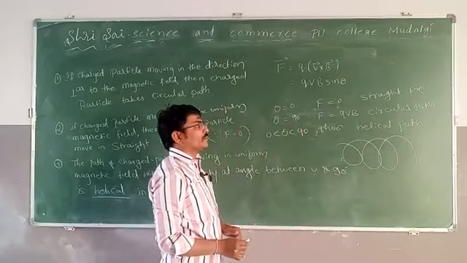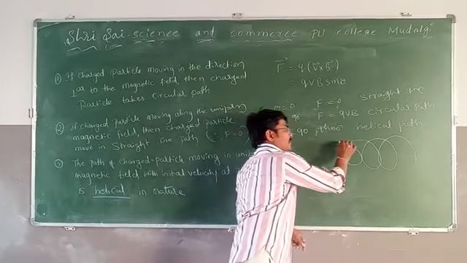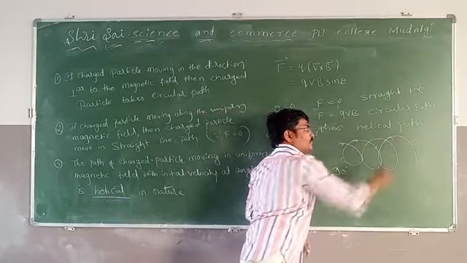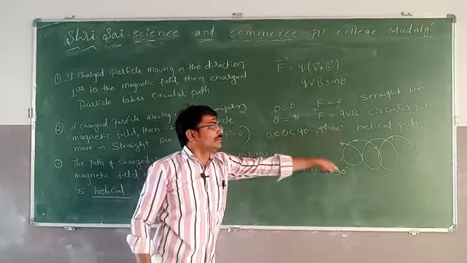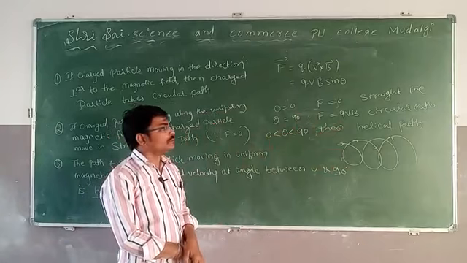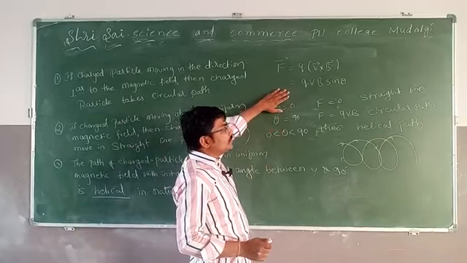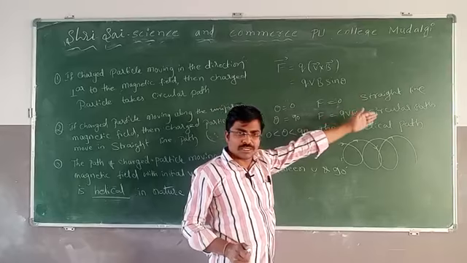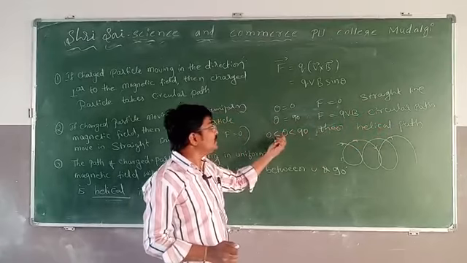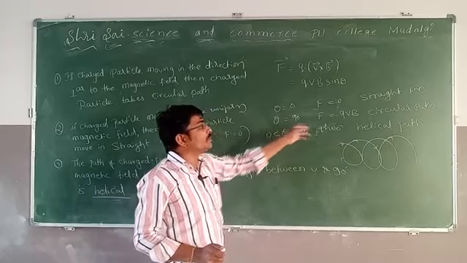This type. Straight line path means straight line. Circular path, you can understand. But helical path means in this way. In this way it will move, helical path. See how interesting it is. If theta is equal to 0, force is 0, so it will move in a straight line. If theta equals 90 degrees, F is QVB, circular path. If theta is in between 90 and 0 degrees, then it will take the helical path.